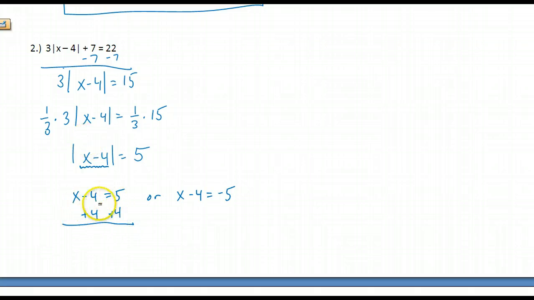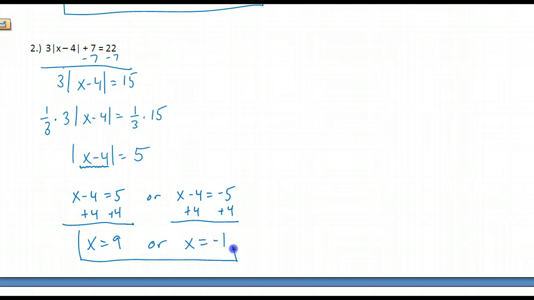Solve each linear equation to get both answers. So again, I get two answers, x equals 9 or x equals -1, which makes sense. If I plug 9 back in, 9 minus 4 is 5. The absolute value of 5 is 5. 3 times 5 is 15, plus 7 gives me 22.